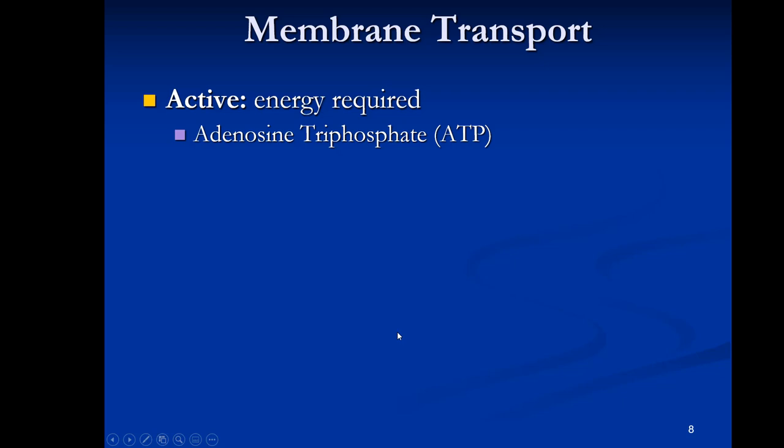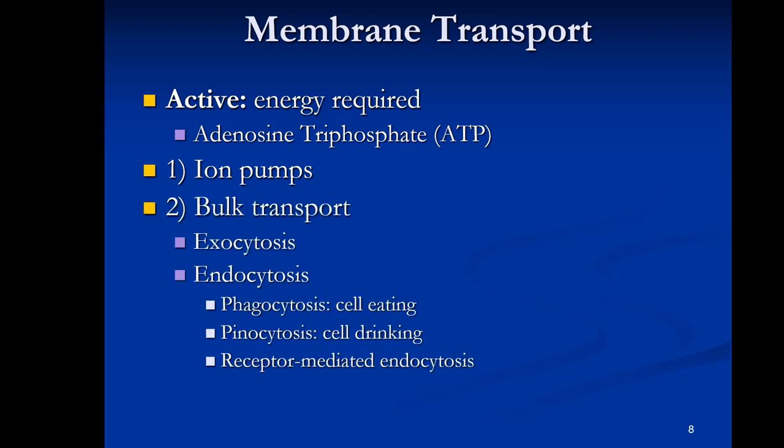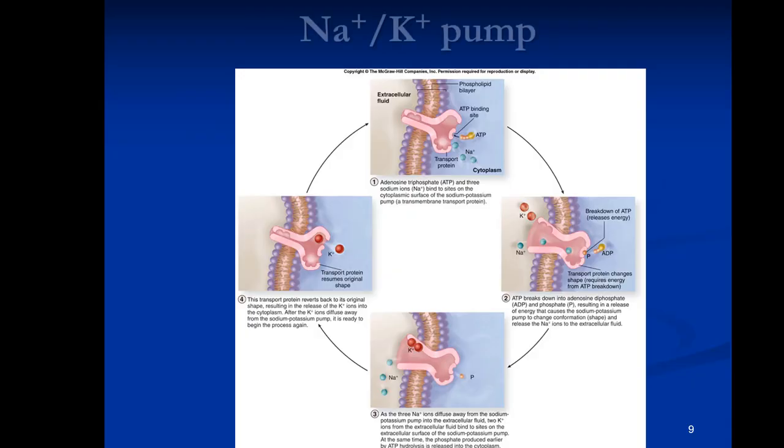So moving to active transport, which requires energy. And that energy comes in the form of something called ATP, or adenosine triphosphate. I have two major classifications with some subheadings, examples of active transport. We'll talk about ion pumps, and then we'll talk about what's called bulk transport. So let's hit the ion pumps first.